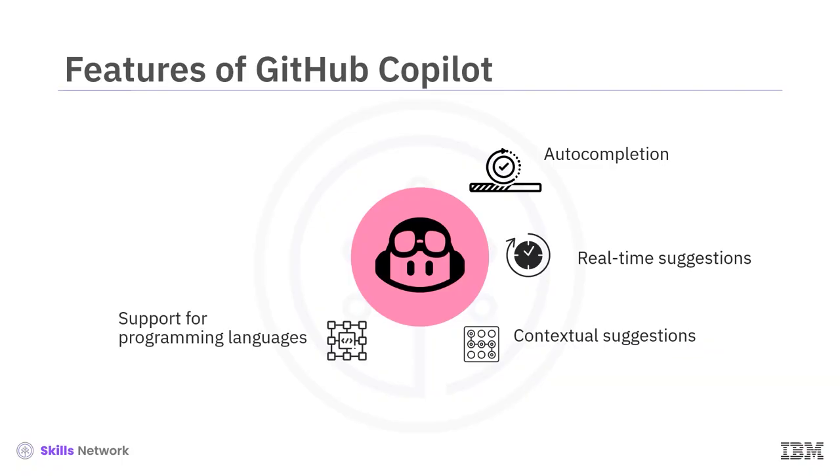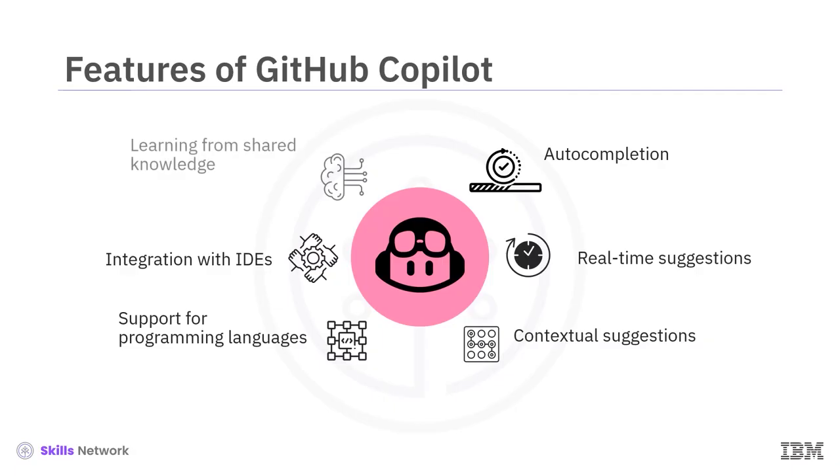It supports a wide range of programming languages and is designed to provide you assistance across various popular languages, such as Python, JavaScript, Java, C++, and many more. GitHub Copilot integrates with various popular code editors and integrated development environments, or IDEs, such as PyCharm. This makes it easy for you to access it from various development environments.